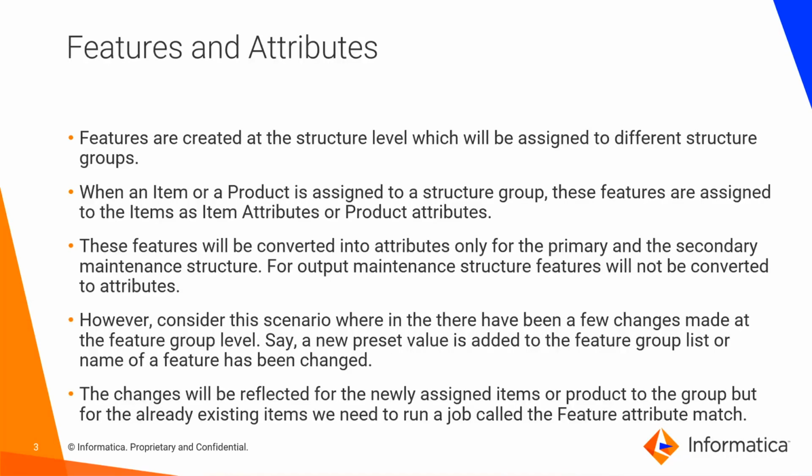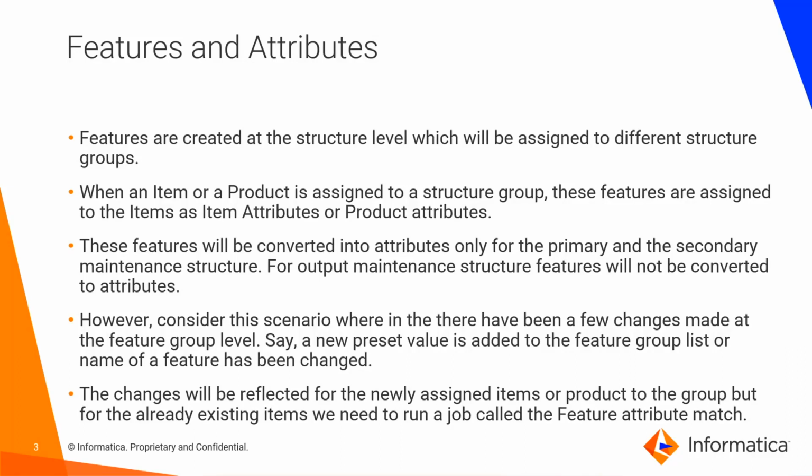The features are created at structure level, which will be assigned to different structure groups. Now, when items are assigned to these structure groups, the features will be passed on to the items or products as item attributes or product attributes. One important thing to note here is that the features will be converted into attributes only for primary and secondary maintenance structure. For output maintenance structure, the features will not be converted into attributes.